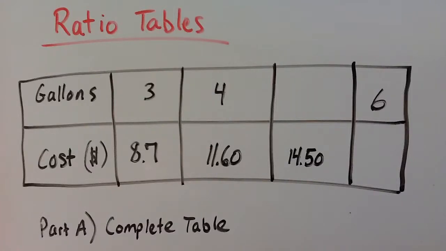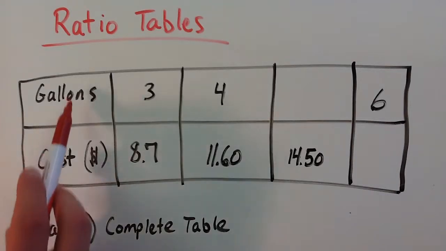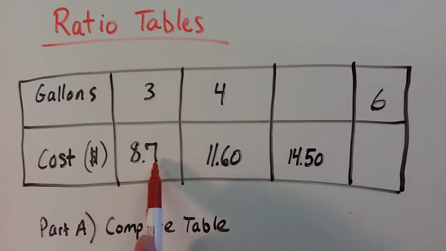When you have a ratio table, first figure out what the table is telling you. What are the units telling you? Well, here we have gallons and cost. So we're told that it costs 8.7 for 3 gallons. Now, what does 8.7 mean? How much money is that?